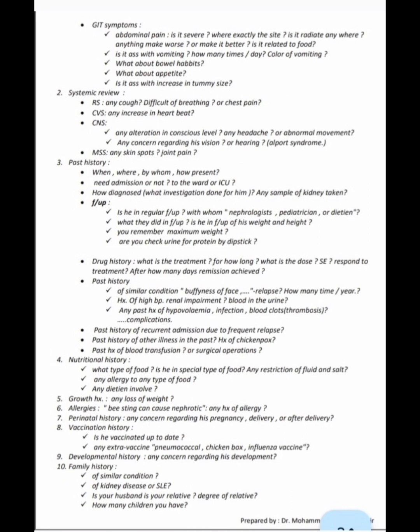Number 4 is nutritional history. So in nephrotic syndrome, what do we ask in the nutritional history? What type of food? Is he on a special type of food? Any restriction of fluid and salt? Any allergy to any type of food? Any dietitian involved? Number 5, growth history. Any loss of weight?